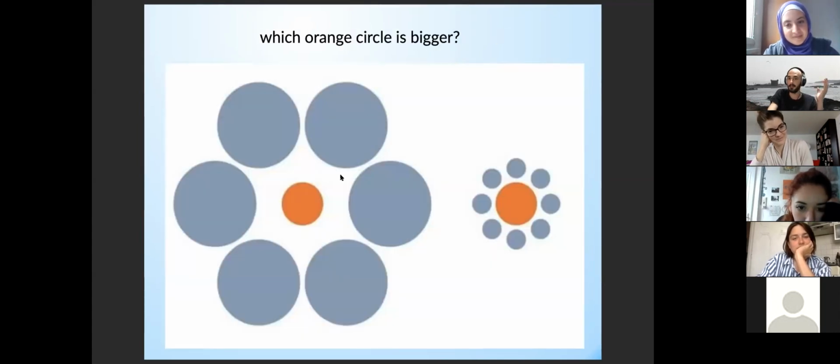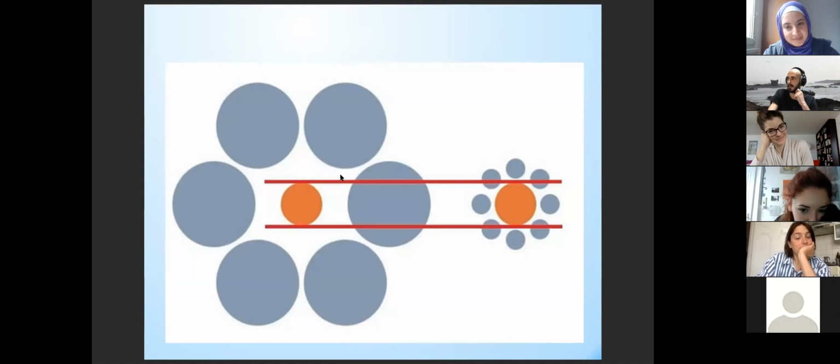Which orange circle is bigger? The one on the left or the one on the right? They're the same. Exactly the same.